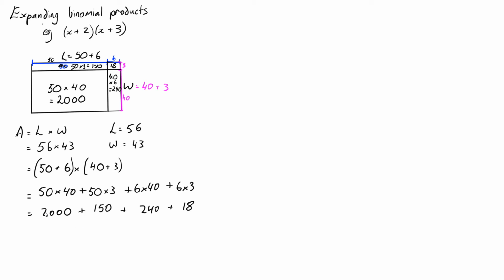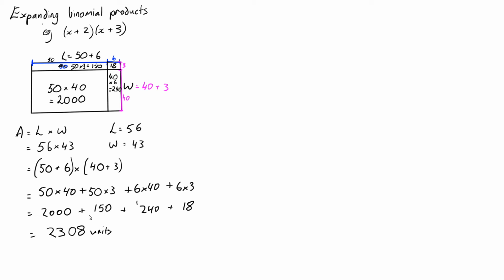So now we've got an easier equation to work with. If I was to add all of these together, I would go with the units first, so we've got 8. The 10s, we've got 4, 1 makes 5, plus 5 is 10, so we've got 0 plus an extra 1 for the hundreds. 2 and 1 make 3, plus 1 is 4, so we've got 2,308 units.